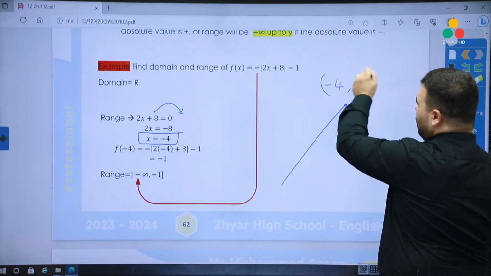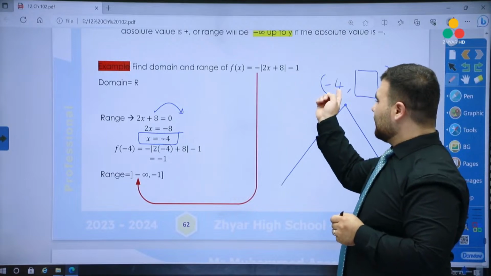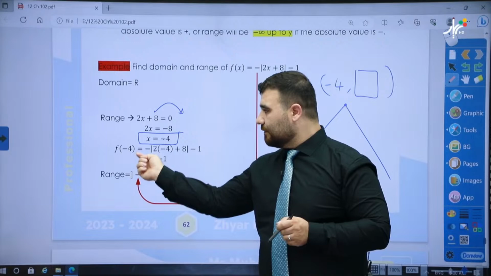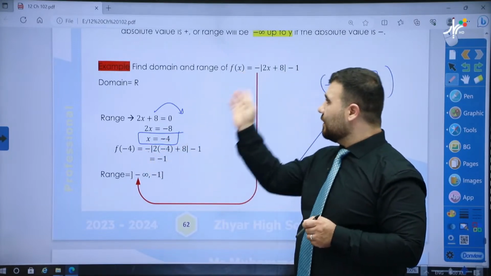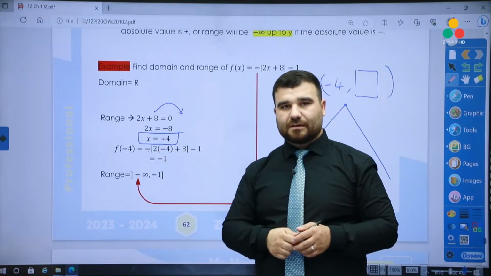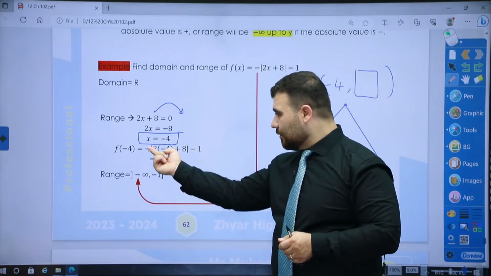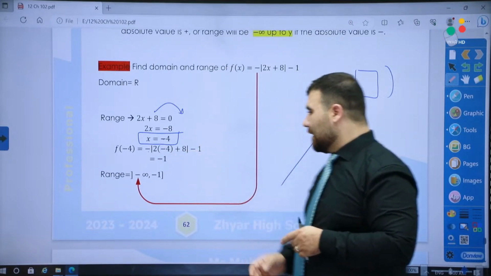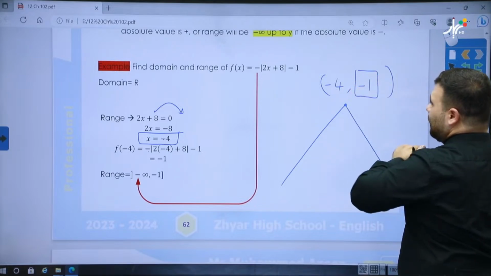The y value, I need to find it by writing negative 4 in place of x. Here, f of negative 4 equals minus absolute value 2 times negative 4 plus 8. 2 times negative 4 is negative 8. Plus 8, that's 0. Absolute value of 0 with this negative is still 0. Minus 1 is negative 1. This means this y value is negative 1.